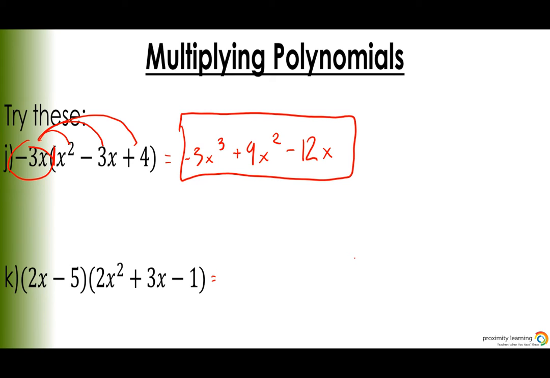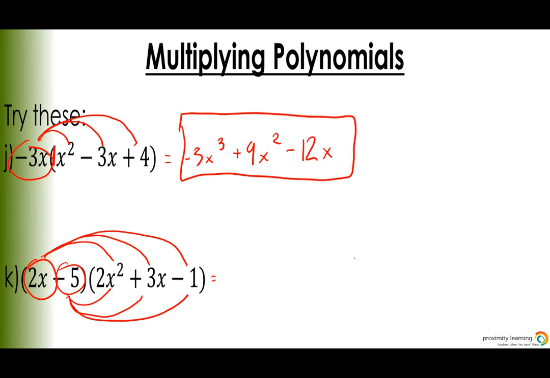Next one up: 2x minus 5 times 2x squared plus 3x minus 1. Remember, we're going to distribute the first term in the first polynomial, then turn around and do the same thing with the second term. Then we will combine like terms, and that will be our answer.